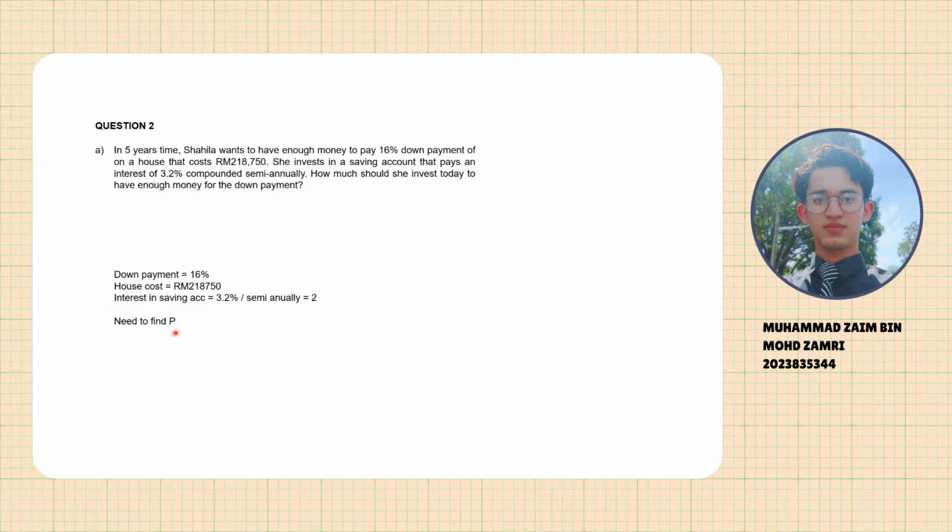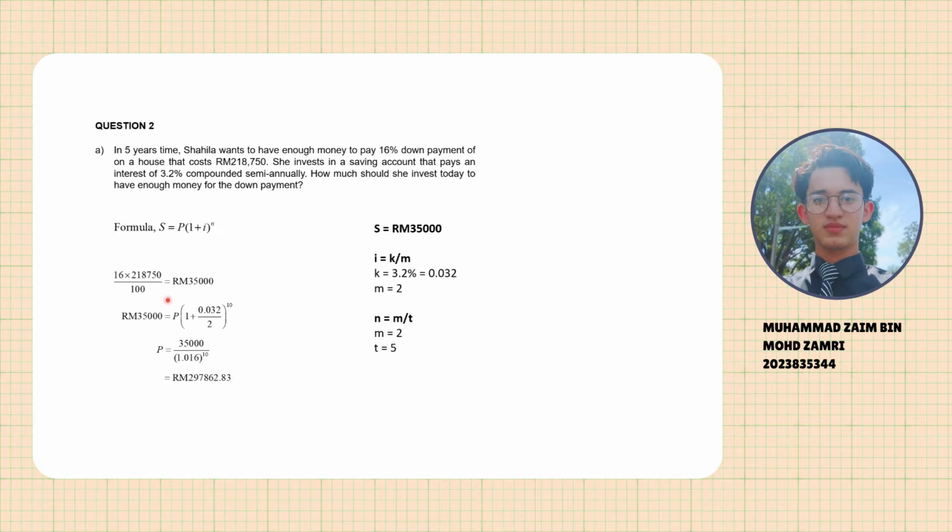So this is the detail. We are going to find the value of P. First, let's calculate the down payment, the future value, which is S. So 16 multiplied by 218,750 divided by 100 equals RM35,000. And let's take a look at the formula of compound interest, which is S equals P open bracket 1 plus i close bracket to the power n.